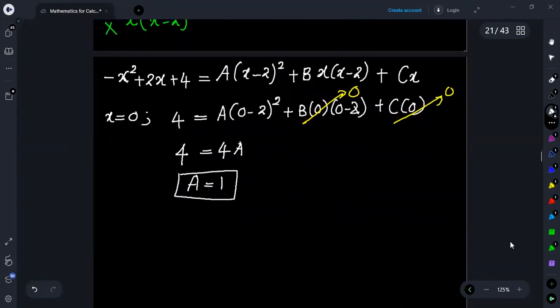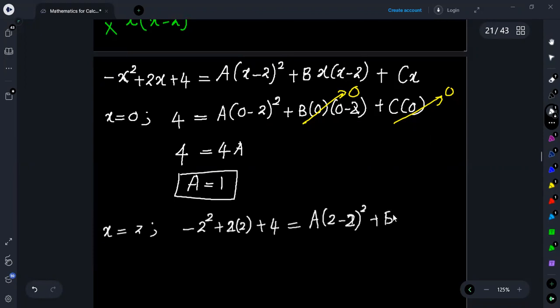Let's substitute x equals 2. If we substitute x equals 2, then we obtain minus 2 to the power 2 plus 2 times 2 plus 4 is equal to a times (2 minus 2) to the power 2 plus b times (2 minus 2) plus c times 2.